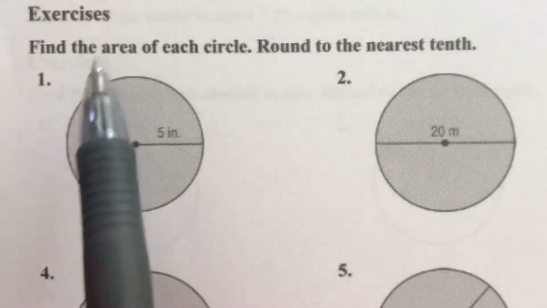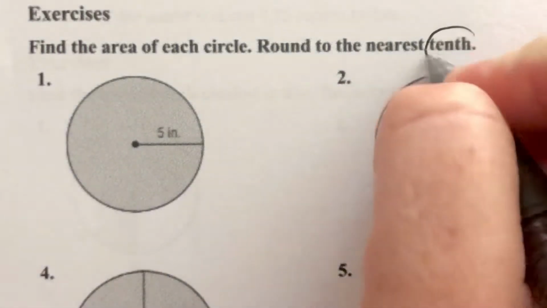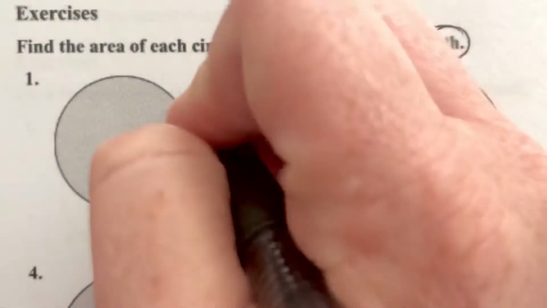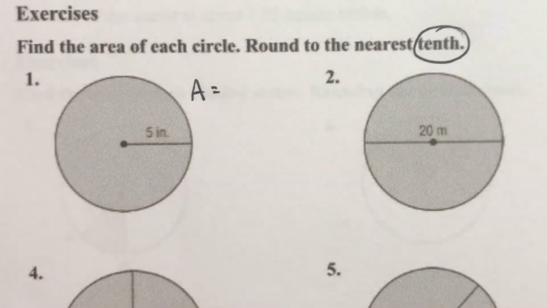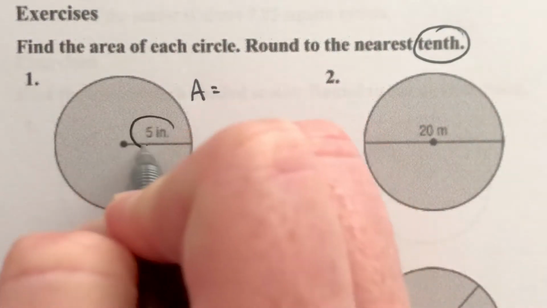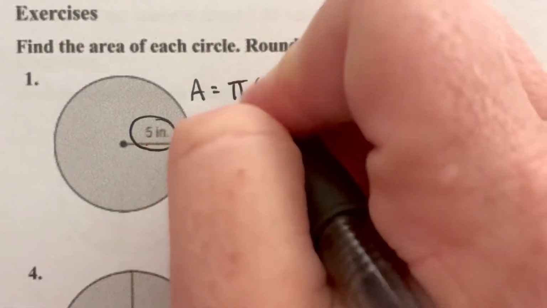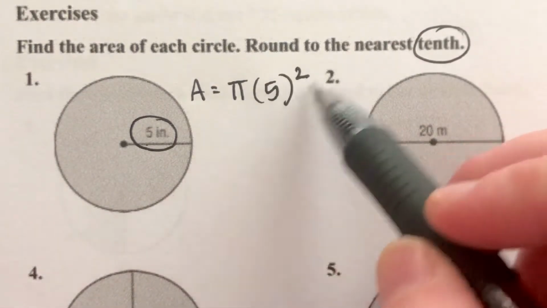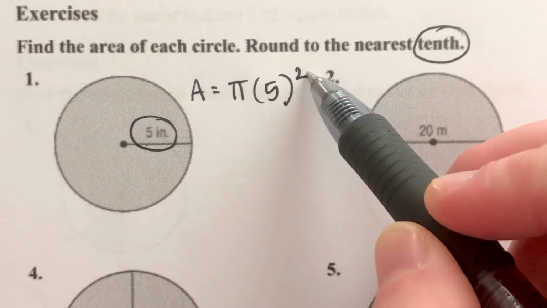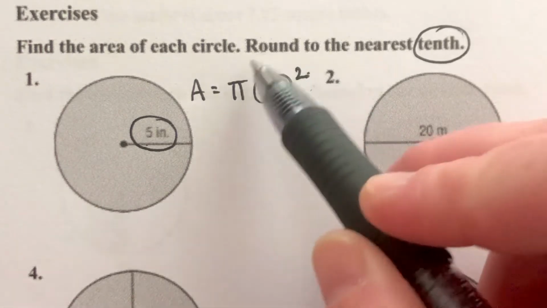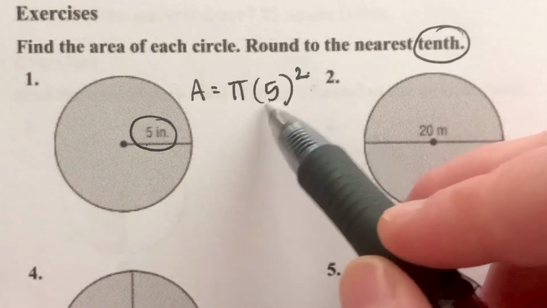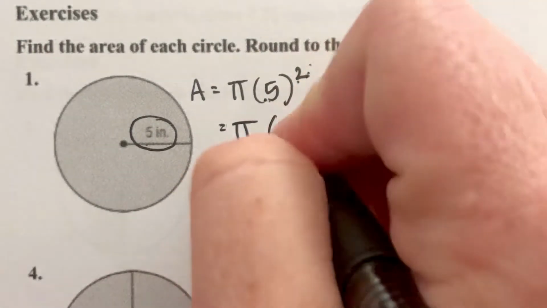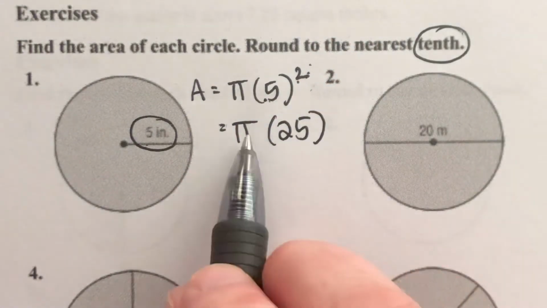All right, so for number 1, we are finding the area of each circle and rounding to the nearest tenth, which is the first space after the decimal. All right, so here, area equals pi times the radius squared. Here, the radius is 5 inches. So pi times 5 squared. Okay, and then order of operations says that we have to first simplify anything with an exponent. The exponent only applies to what's right in front of it. So it does not apply over here, only to the number in front of it, okay? So this is gonna be pi times 5 squared is 25. And then now we've got pi times 25.